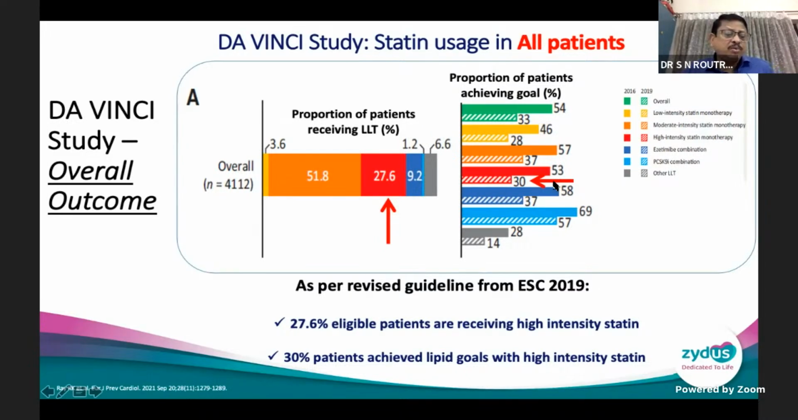Likewise, the other category of patients, those on low intensity and moderate intensity statin, also have a low rate of achieving the target. But when we concentrate on the high intensity statin group, only 30% achieve the target according to the 2019 guidelines.